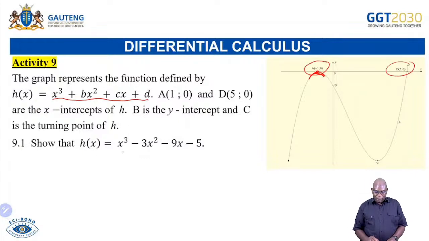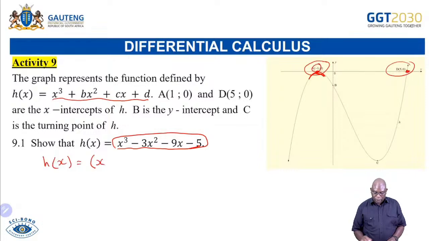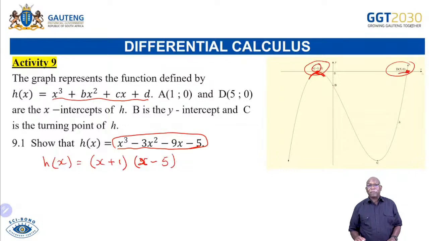So they say, this is the equation. Show us how to get that equation. Easy. I already have the x-intercepts there. So what should I do? I must first write down my values. So if it's -1 there, it will be x plus 1. And we have another one here, 5 and 0. So it's x minus 5 because it's plus 5.